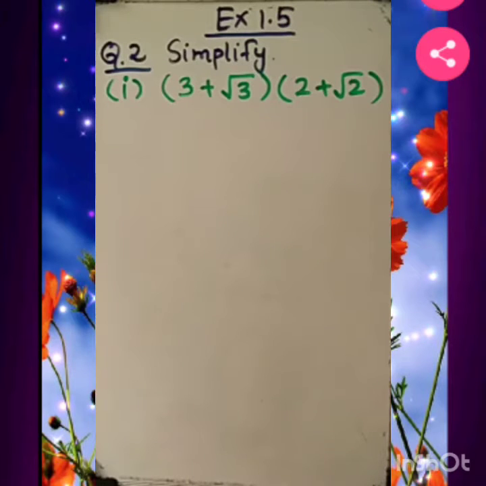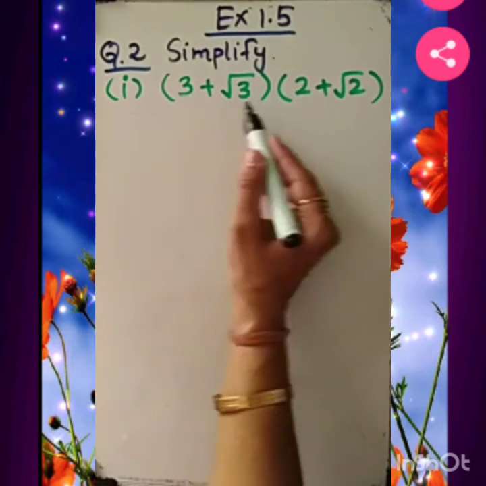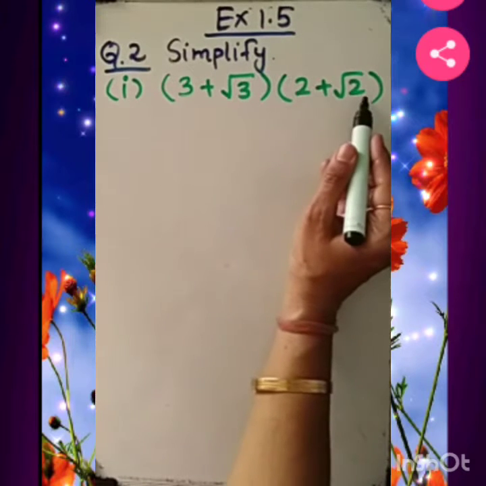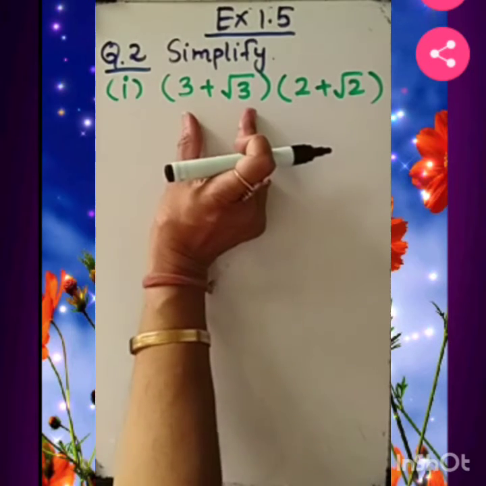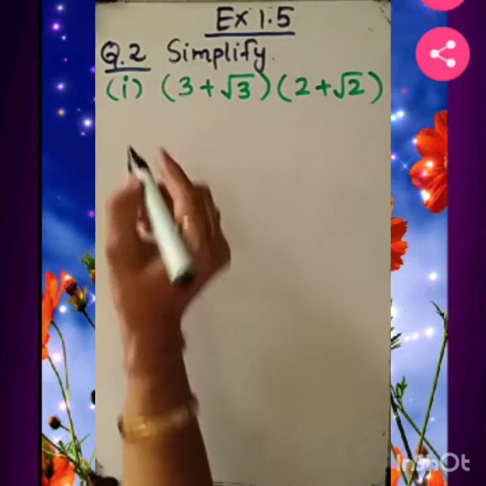Chapter 1, Number System. In Exercise 1.5, it's question number 2. Simplify. First, we are given 3 plus root 3 in one bracket and 2 plus root 2 in another bracket. If you remember nicely, my dear students, in class 8 we multiplied two brackets. I taught you how to multiply two brackets. So, very simple, very easy.